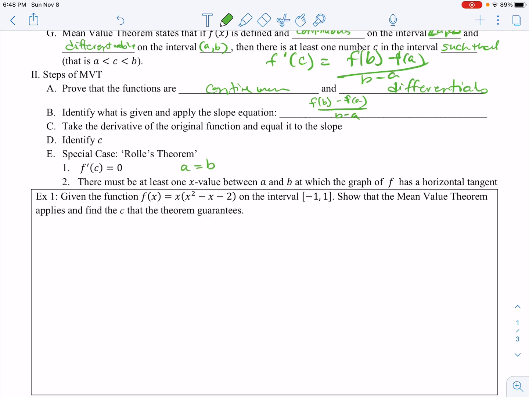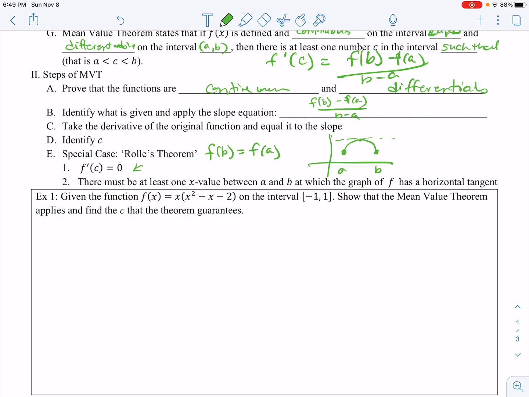No, that's a lie. I lied to you. A special case is when f of b is equal to f of a. Because if f of b equals f of a, then the average is equal to 0, and then this is equal to 0. Okay, so that's when your graph looks like this. Here's a, here's b. And it goes like that. It's telling you that there's some point in there where the slope is 0.